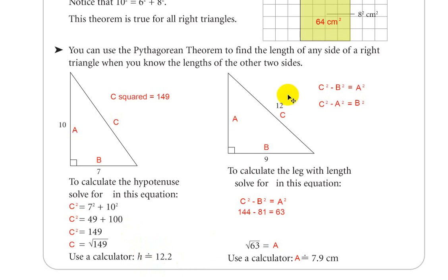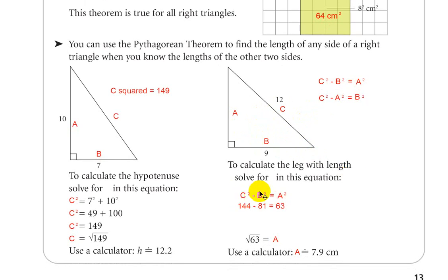So in this case, I know c and I know b, but I don't know a. So I can go c squared minus b squared will give me a squared. I could have also done it the other way. If I didn't know b and I knew a, I could do c squared minus a squared, which is going to equal b squared.